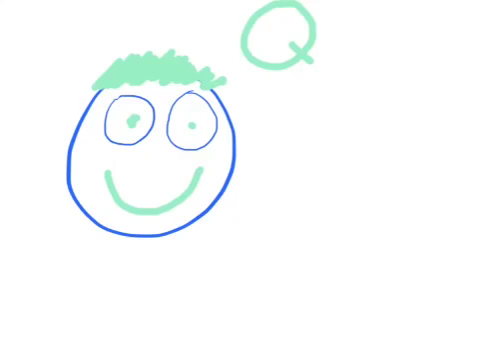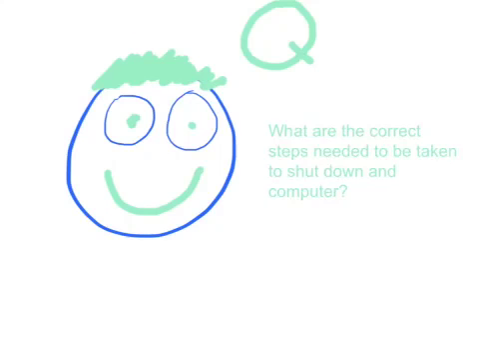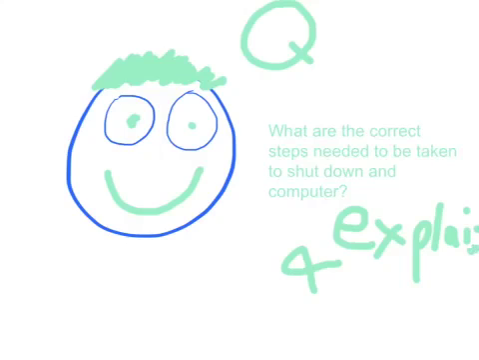So I've got a question for you. I'm going to say it's worth approximately 4 marks. This question is, what are the correct steps needed to be taken to shut down a computer? I would also like you to explain. I'm not going to fit this on, but I'd like you to explain each step. For example, why do we need to shut down programs? Why do we need to save our work? Why do we need to log out? Give it a go.